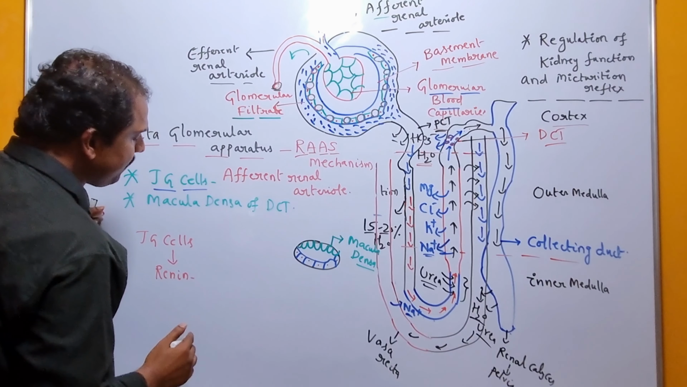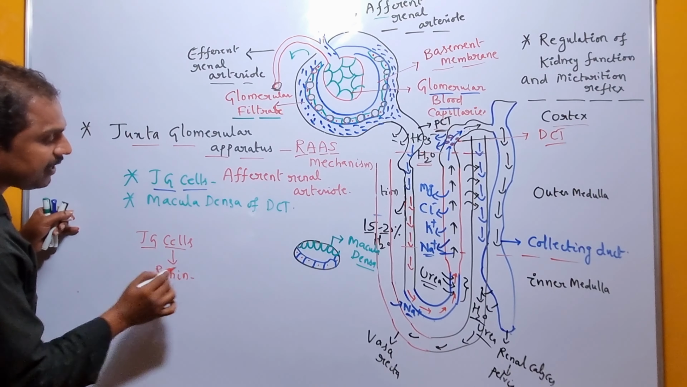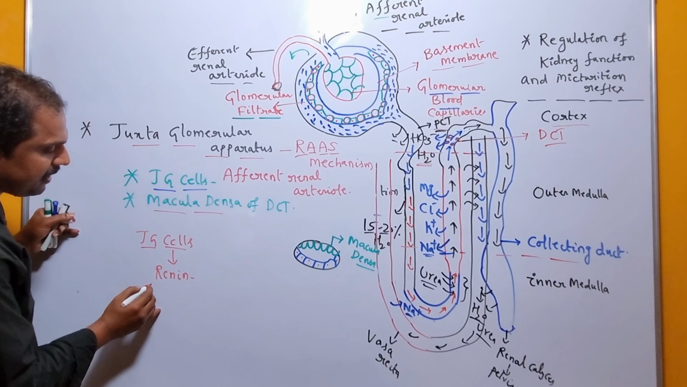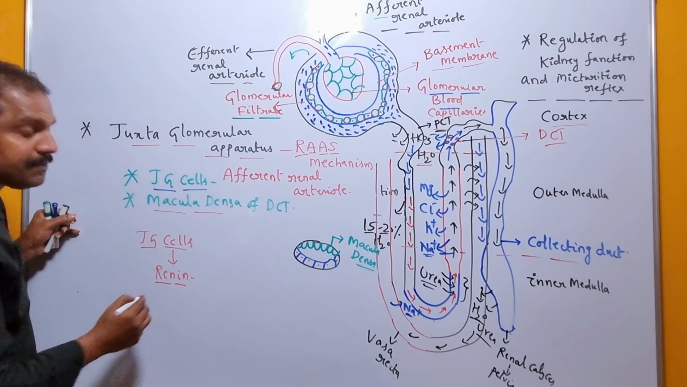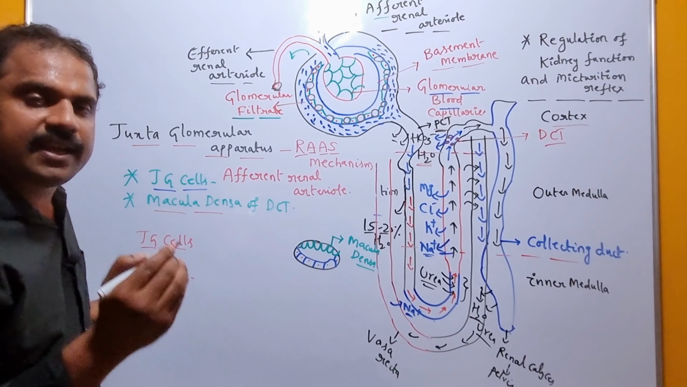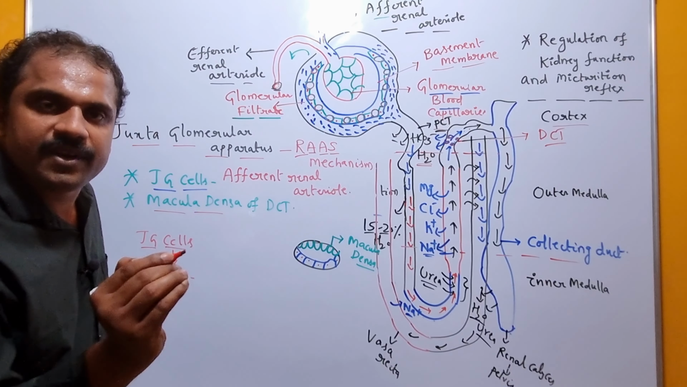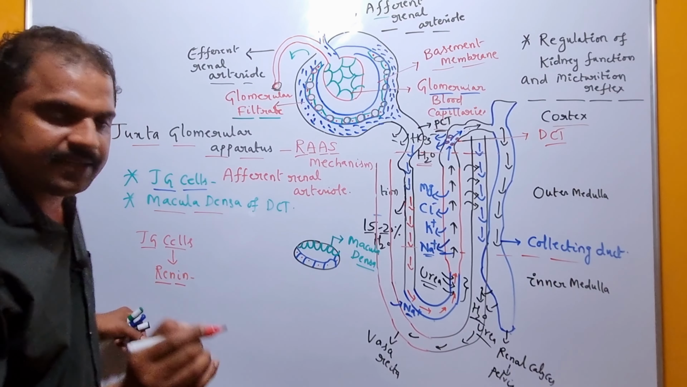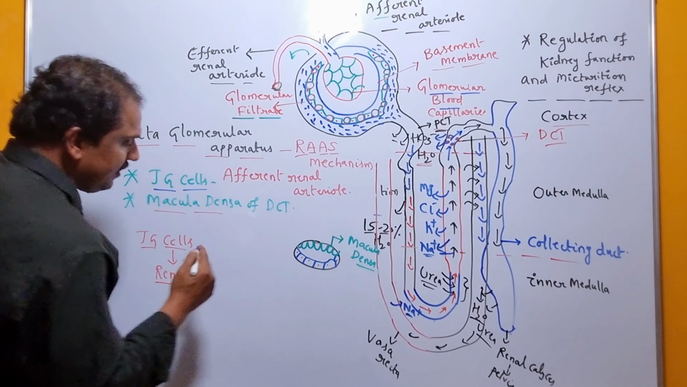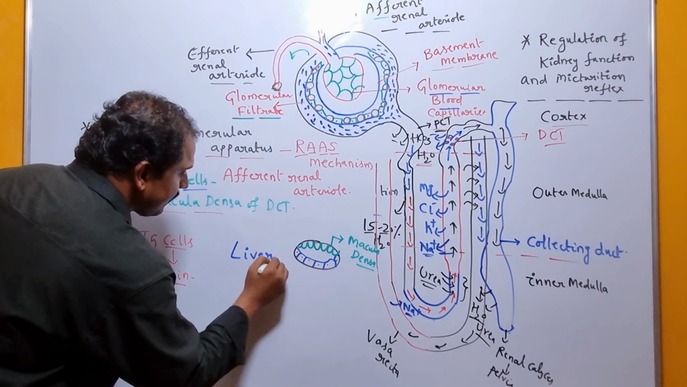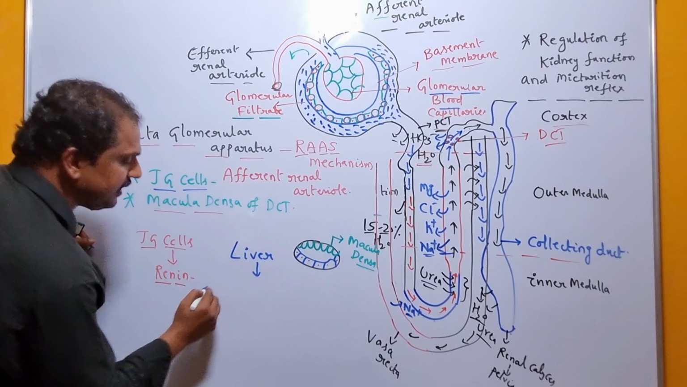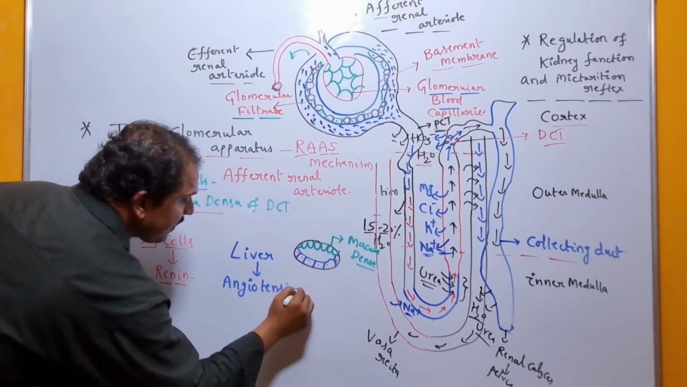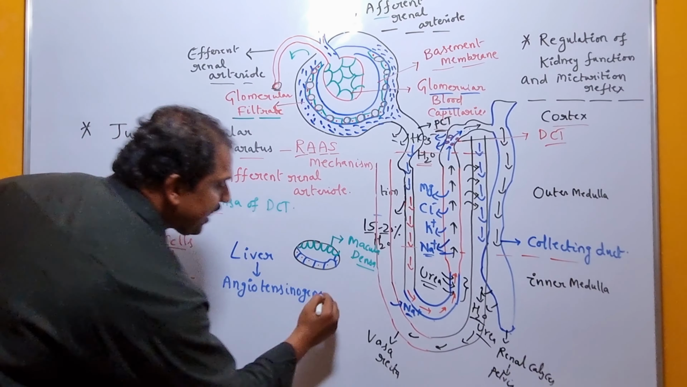Once the juxtaglomerular cells undergo activation under the supervision of macula densa, they are responsible for secreting the renin hormone. Now renin is responsible for converting the angiotensinogen from the liver cells. Is it clear? So let me write it on the board. The liver is responsible for synthesizing or secreting angiotensinogen. But the angiotensinogen is in inactive mode.